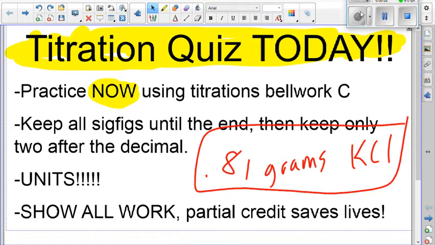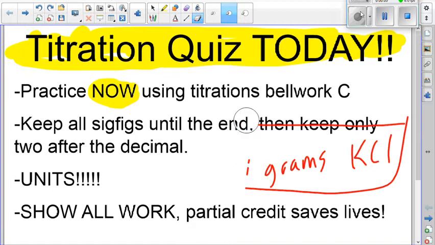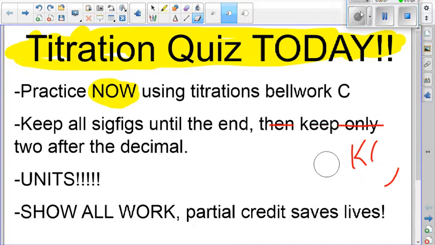Look at your titration quiz, you can ignore this 0.81. This was just to show you guys how you should box up your answers. Alrighty. So we are going to take some new notes.